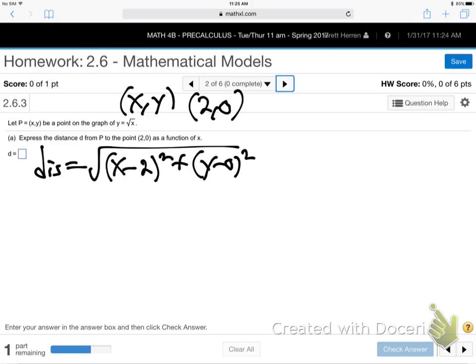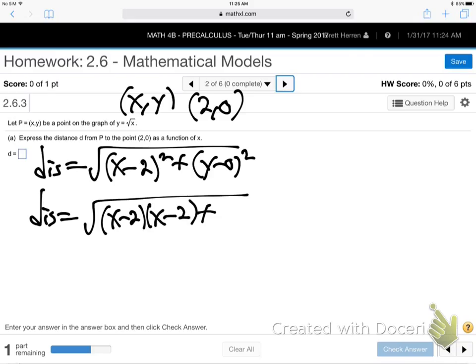Do we FOIL it before putting in the y? Well, y minus 0 is just y, huh? Oh, yeah. So there's no need to really FOIL that one. So you just have y squared. So this is going to be x minus 2, x minus 2. This one's just y squared, right? y minus 0 is just y.